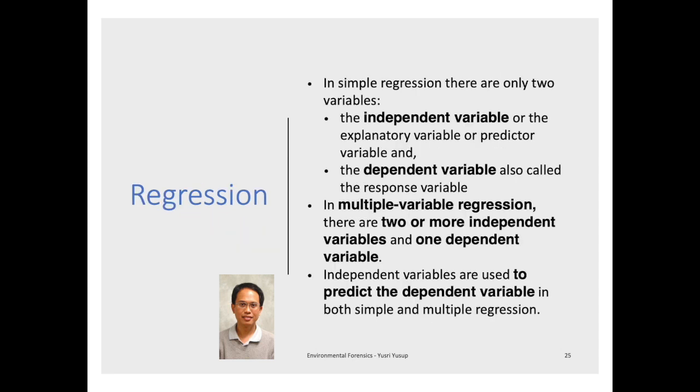Moving forward from correlation is regression or model development. In simple regression, there are only two variables. We have the independent variable or the explanatory variable or the predictive variable. The independent variable is on the x-axis while the dependent variable is on the y-axis. The dependent variable is also called the response variable.